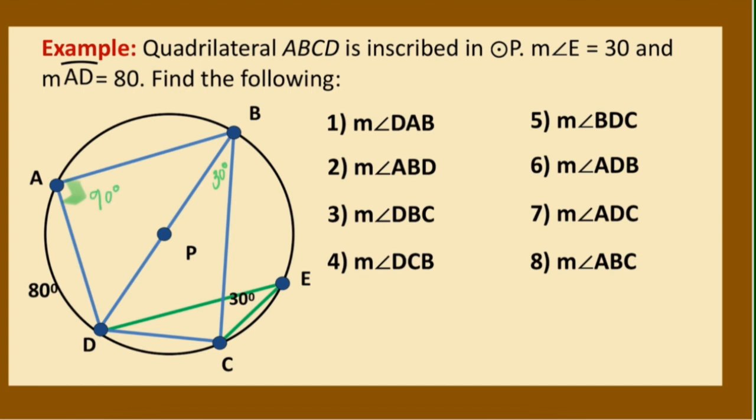What's next? Okay, next. We have to do something with this 80 degrees here. If you look at ABD, it intercepts AD. And remember the relationship of the intercepted arc and the inscribed angle is that the inscribed angle is equal to one half of its intercepted arc. So 80 divided by 2, you will get here 40 degrees.